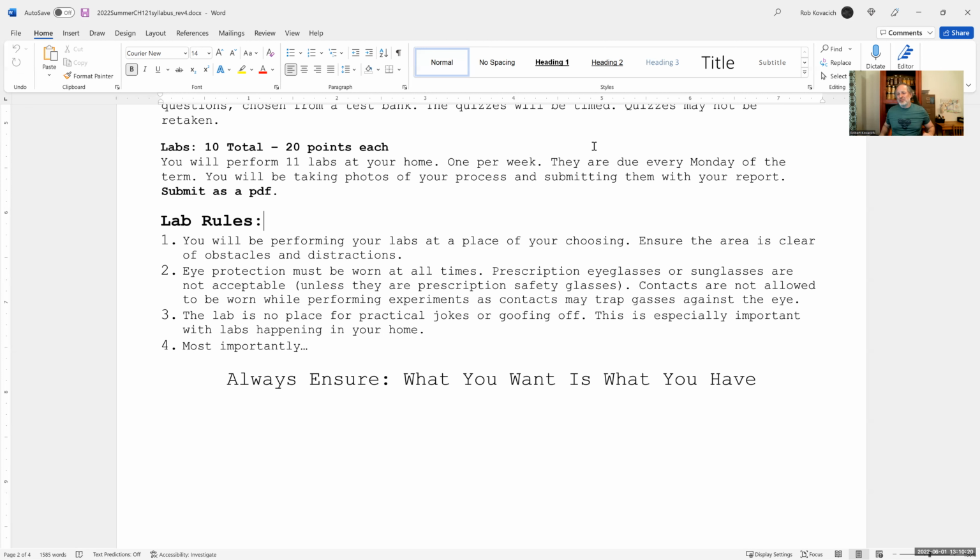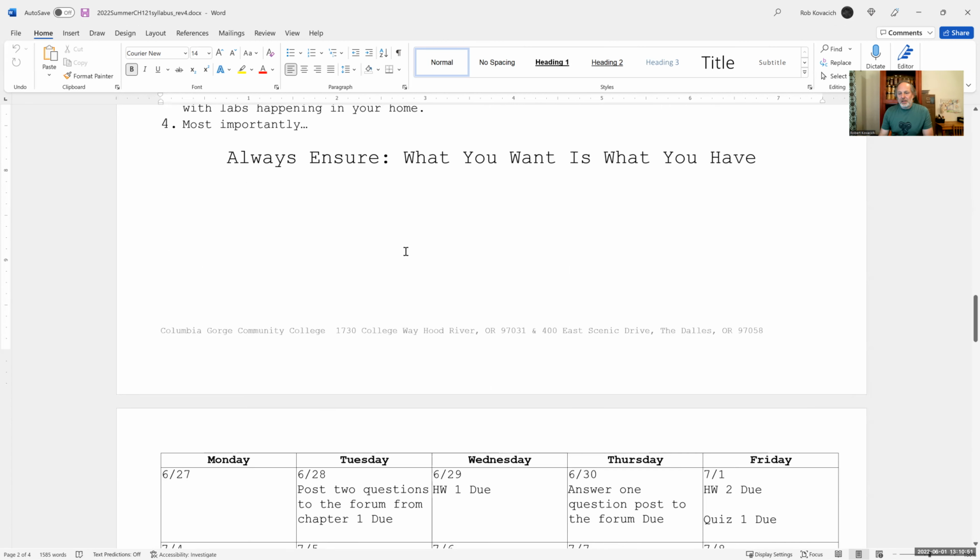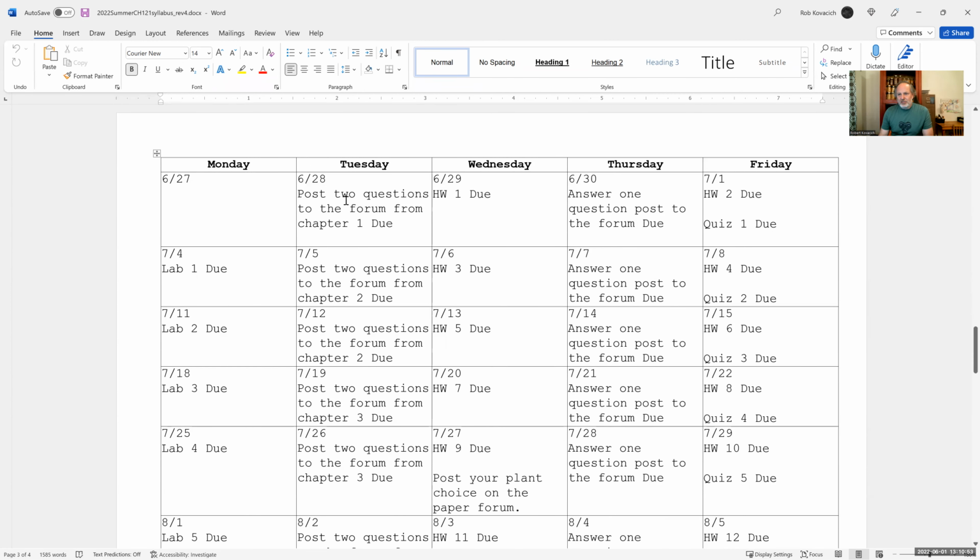There's no practical jokes going on in these labs, so just try to keep everybody away from you and perform the lab. And most importantly, while you're doing this, make sure that the thing that you have in your hand, or whatever it is that you're going to use, that's actually what you want. Make sure you have what you want in your hand, because sometimes these things look the same. There'll be several white powders inside your lab kit. Make sure the white powder that you're holding is the white powder that you want for this lab that you're currently performing.